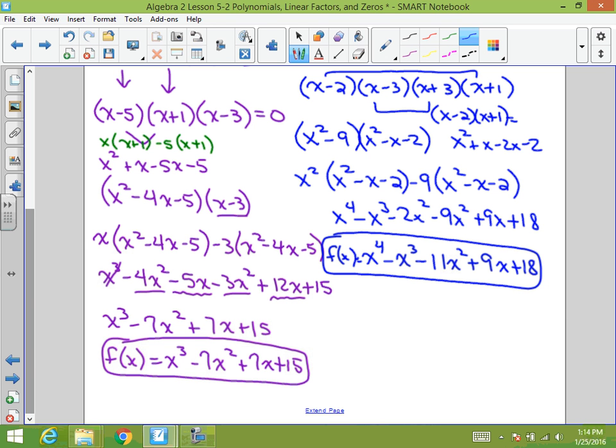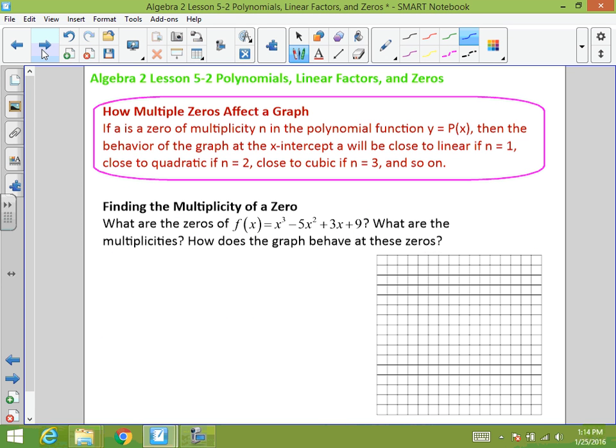Okay. That is finding a polynomial function from its zeros. Now we're going to look at multiple zeros. How do multiple zeros affect a graph? If a is a zero of multiplicity n in the polynomial function y equals p of x, then the behavior of the graph at the x-intercept will be close to linear if n equals 1, close to quadratic if n equals 2, and close to cubic if n equals 3. So in other words, if you have a multiplicity of just 1, it's going to be closer to linear. If you have a multiplicity of 2, it's going to be closer to quadratic. If you have a multiplicity of 3, it's going to be closer to cubic.